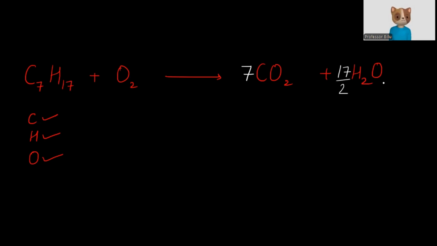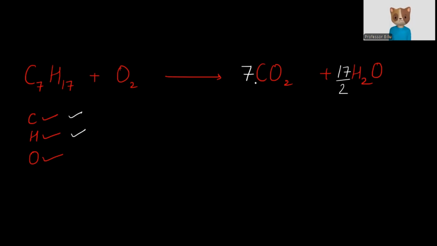Remember, this is not the final equation. We will simplify this equation at the end. So now hydrogen is 17 by 2 multiplied by 2. This becomes 17. Hydrogen is also balanced. Carbon is balanced and hydrogen is balanced.